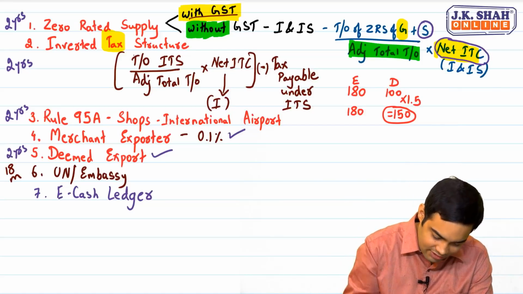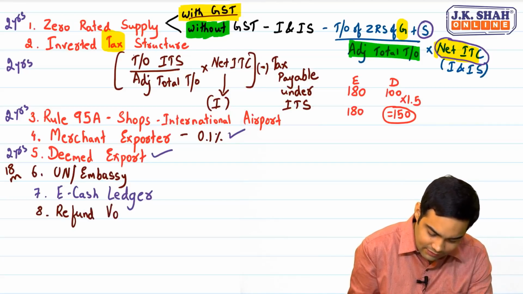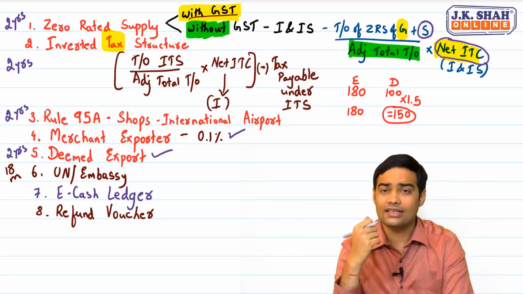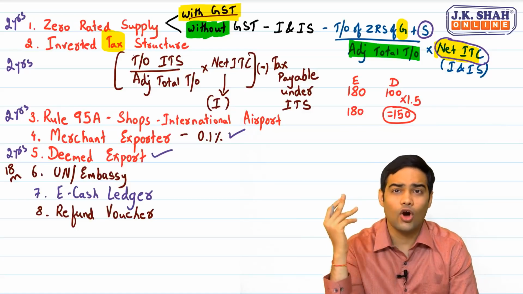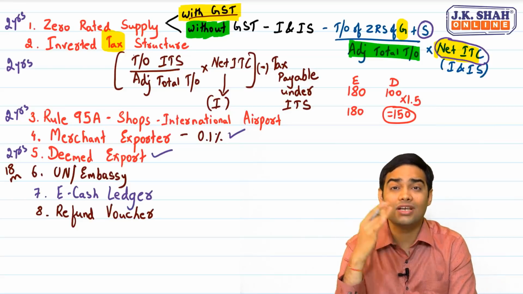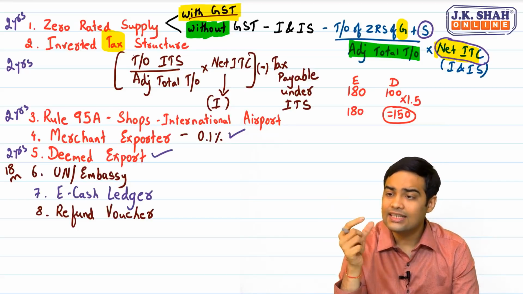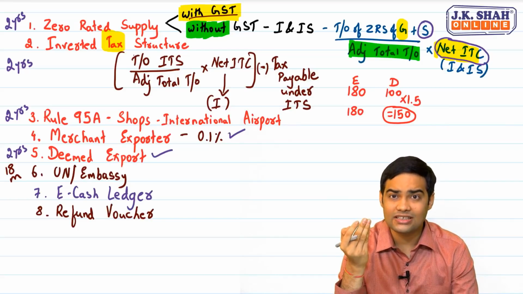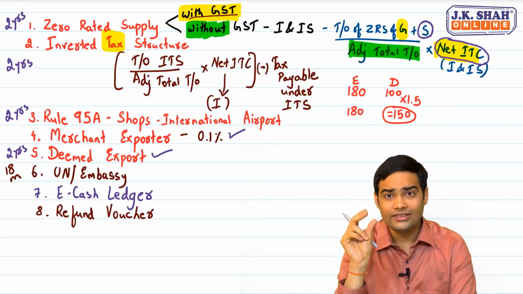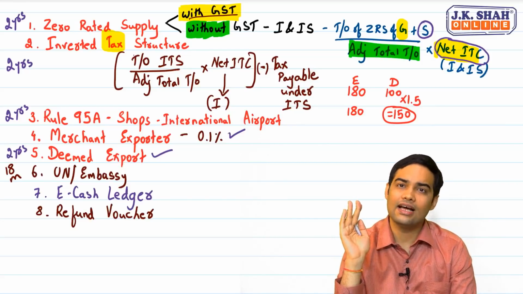Okay. Then you have a transaction of refund voucher. What happens in a refund voucher? See, I issued a receipt voucher when I received an advance for services, so I have already deposited the tax to the government. Now I refund the amount. If I am refunding the amount to my customer because he does not want the service, in such cases the tax which I have already deposited on the advance amount can be claimed as a refund.